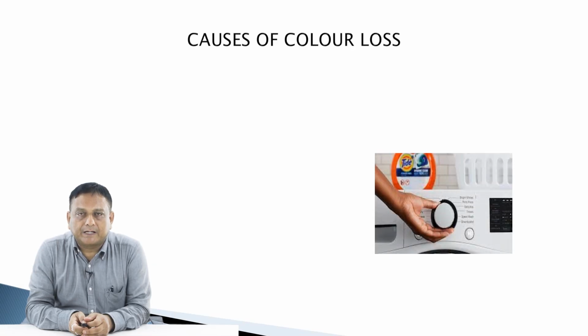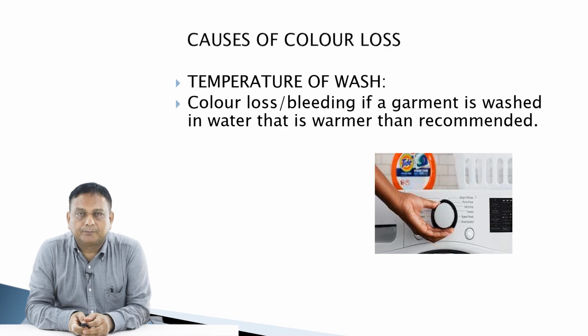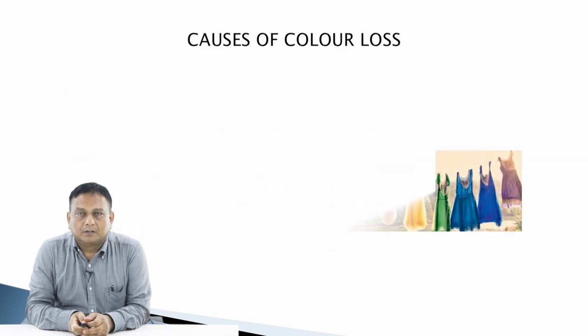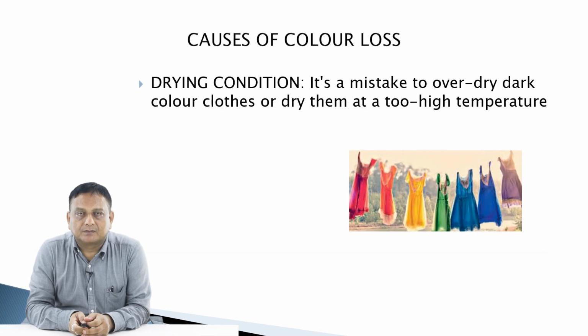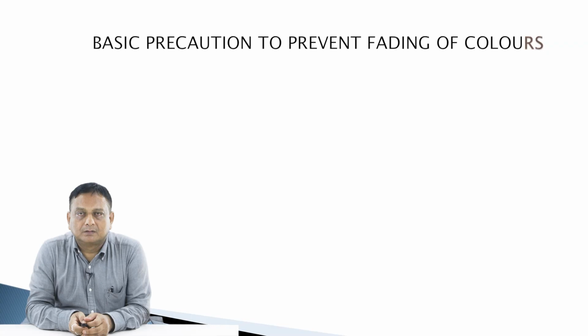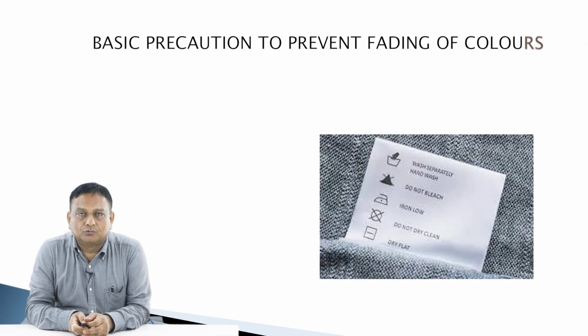Causes of color loss: temperature is one of them. Color loss, bleeding, takes place if a garment is washed in water that is warmer than recommended. For that reason, the temperature of the wash is very, very important. Then comes the drying operation. Which condition are you drying in? Over drying at high temperature is also a possible cause of color loss in the garment. Now, how to tackle all these things, we will see.